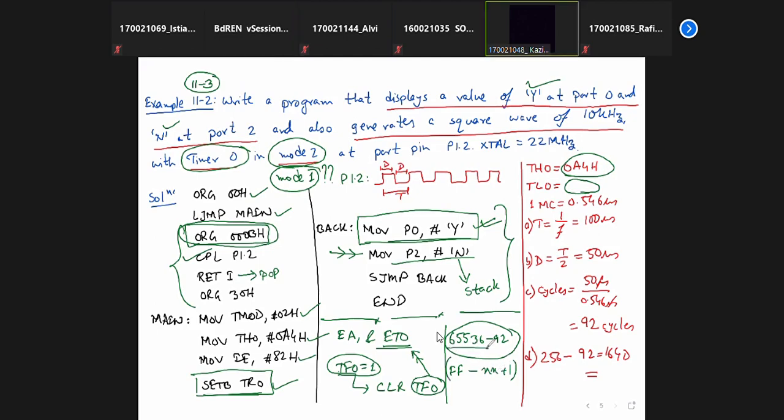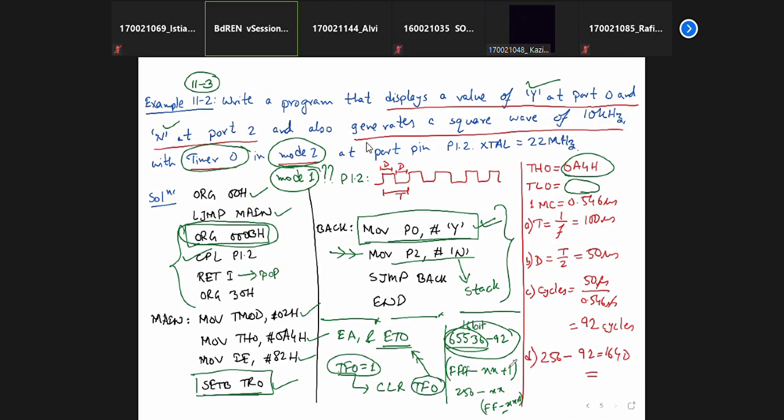In decimal, we found out this. But mode 1 is 16-bit, right? That's why you subtracted from 65536. But our mode 2 is 8-bit, that's why we subtract the value from 256. In hexadecimal, it will be FF minus XX plus 1. Just see chapter 9, all of these things have been discussed. Okay, sir.